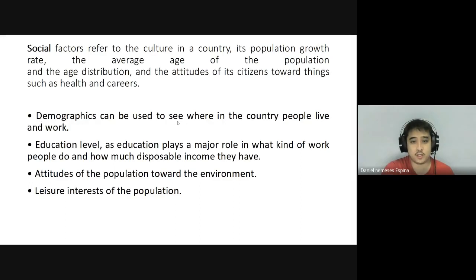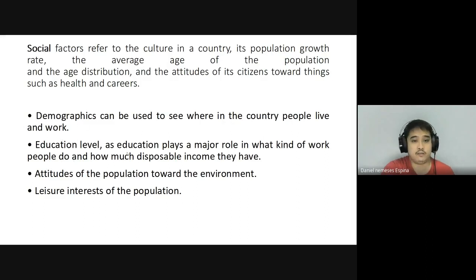Demographics is used to see where the country's people live and work. So in the Philippines, for example, a lot of people are residing and working in the big cities, particularly in Metro Manila. I think 60% of the total population of the Philippines comes from Luzon.